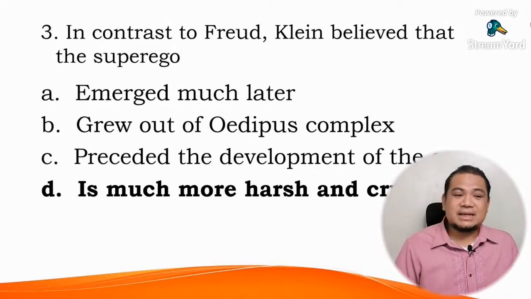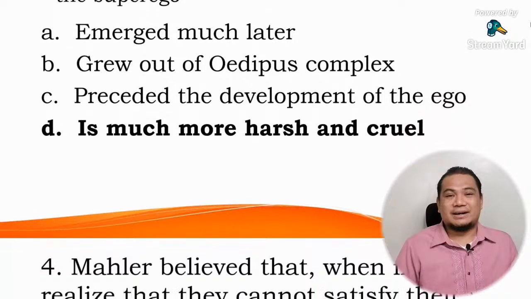First, it emerges much earlier in life. Second, it is not an outgrowth of an Oedipus complex. And third, it is much harsher and crueler.